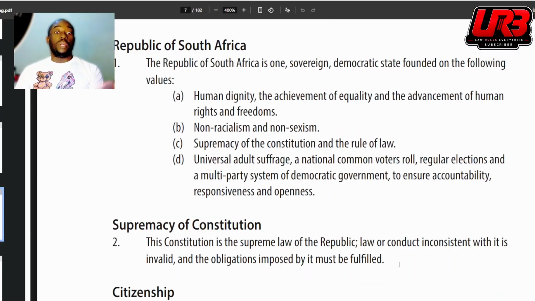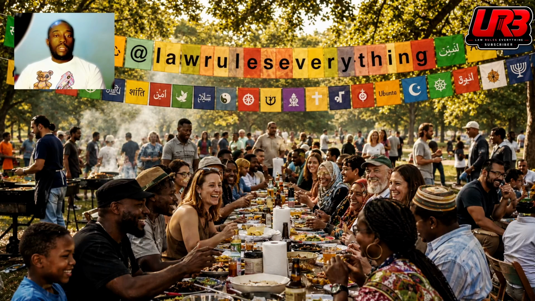So subsection B, non-racialism and non-sexism. So basically the image that you are seeing, South Africa's founding rejects discrimination based on race and gender. This value means building a society where who you are never limits who you become, or rather who you can become. So that's basically what it represents. On to the next one.